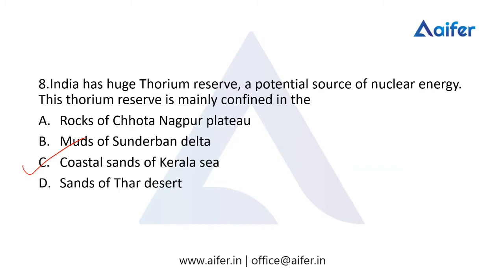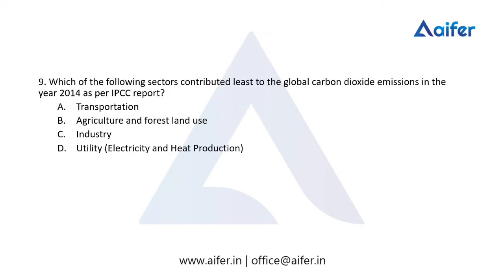Thorium, a potential source of nuclear energy, can be found in the coastal sands of Kerala. So we have option C as the correct answer. Moving to question number 9. Which of the following sectors contributed least to the global carbon dioxide emission in the year 2014 as per IPCC report? Okay, so there was a specific report regarding global carbon dioxide emission by IPCC in the year 2014.